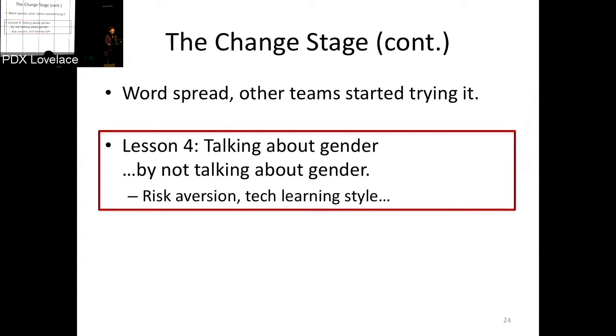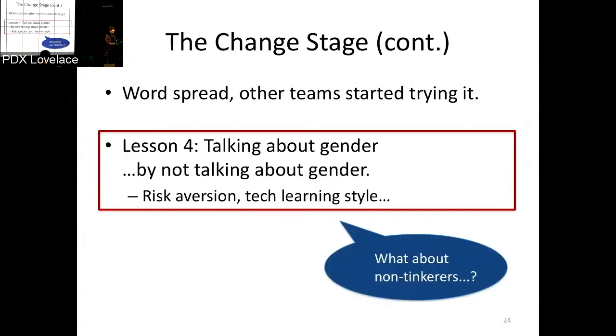One of the things that we found out is that using GenderMag, you can talk about gender without talking about gender at all. You can talk about risk aversion. You can talk about technology learning style. You can talk about information processing style. You never have to say the word gender, and you're still helping to address gender biases. Put another way, many gender biases are cognitive biases, and many cognitive biases are gender biases.